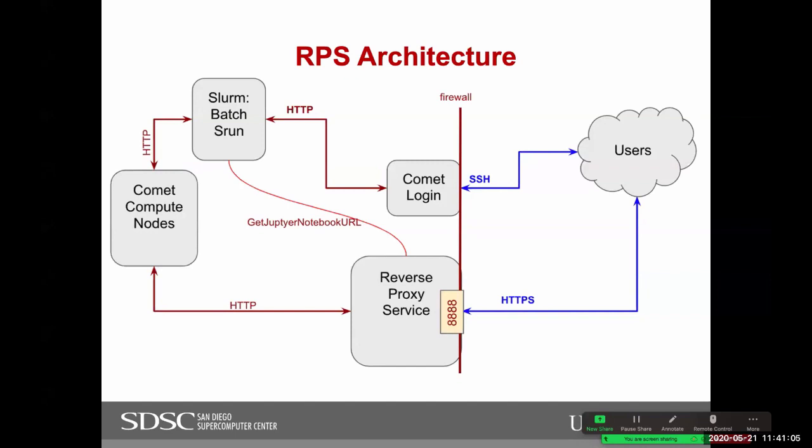But once you get your interactive node or your compute node, then you'll be sitting over here with your web browser waiting for your HTTPS connection to a port that's assigned to you, with your special token, to be active. And at that point, you're running your notebooks on Comet, and it's a secure communication.